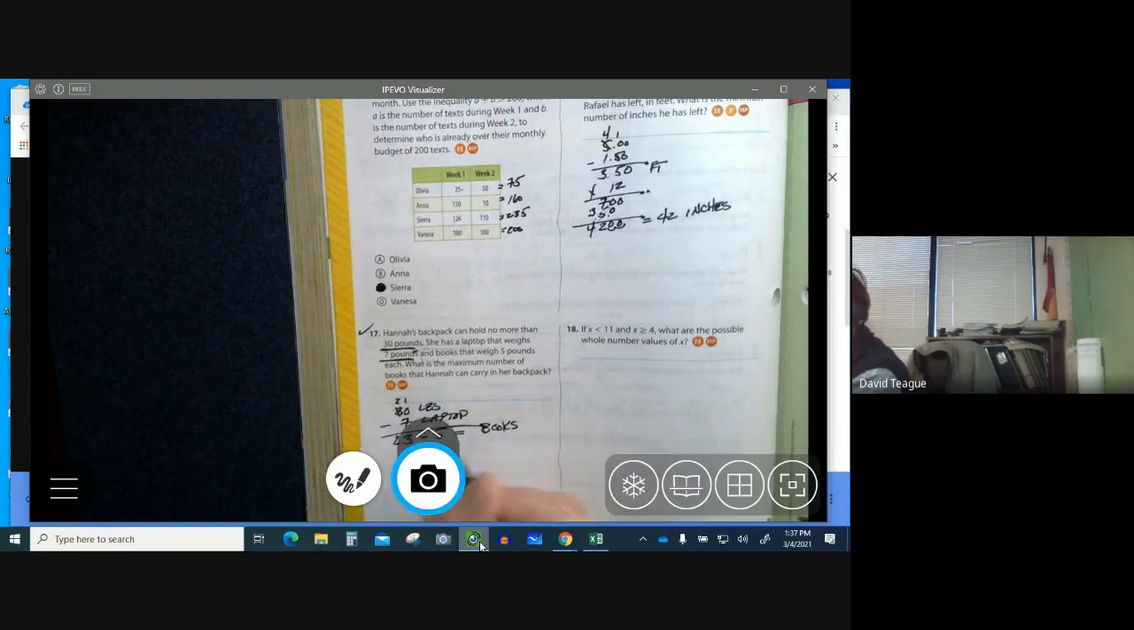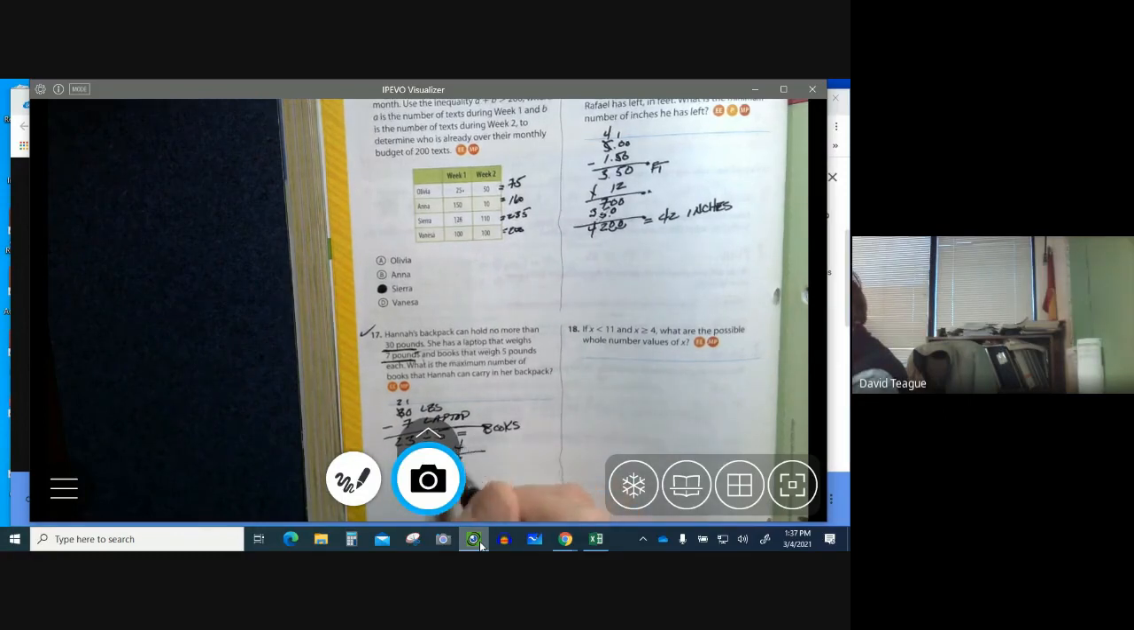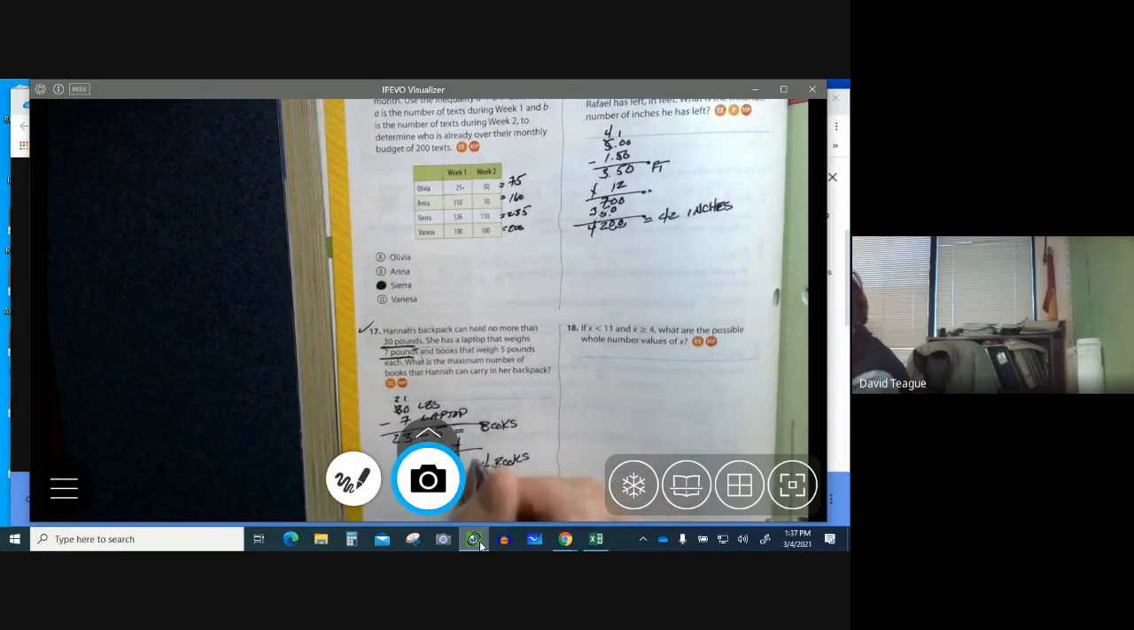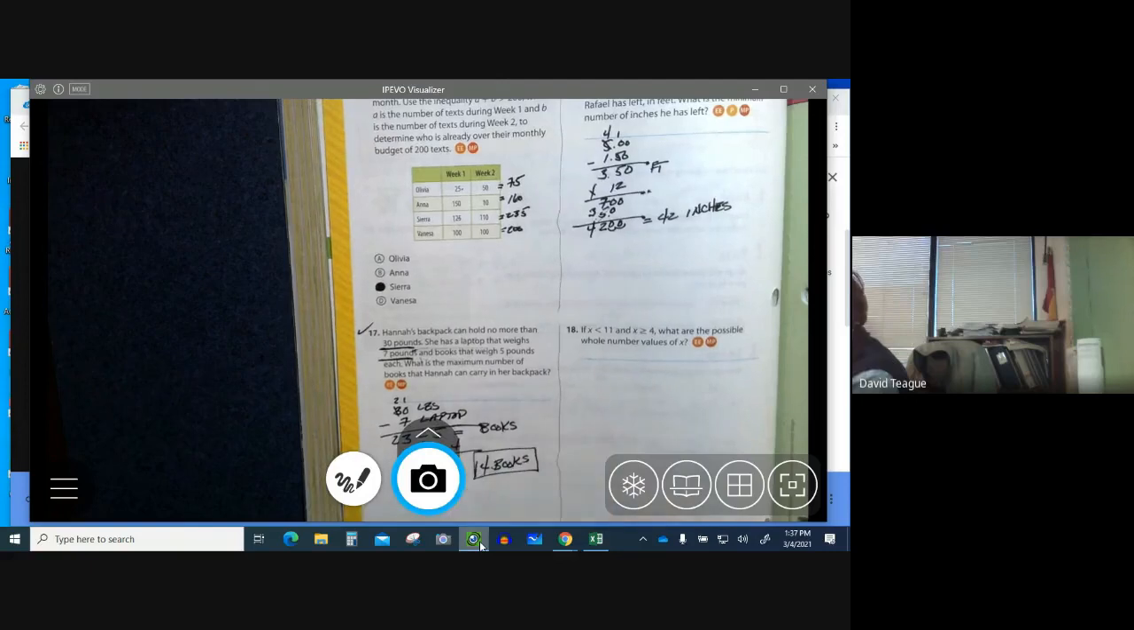So 23 in the doghouse, 5 goes in 23. 4 times, right? 5 times 4 is 20. So it's the most, she can only put 4 books in her backpack. Final answer.